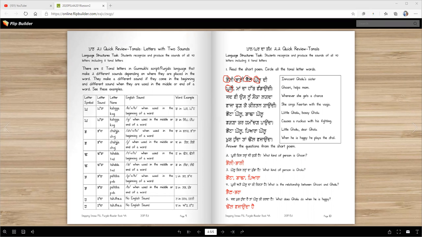Theek hai? There's not too many. Here's one more, kagga. There's dada. There's kolu. Chagda. Tmachad. Kolu. Tol. Did we miss any? I think this is it, right? So that's the exercise. And now you will read the questions.